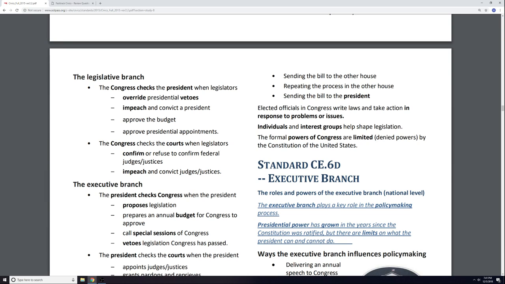The Congress checks the courts when they confirm a judge. So while the president can say, hey, I like this guy, we're going to make him a judge, or her a judge, Congress still has to say, okay, we're good with that. They basically have to say, yes, this person deserves it. And if a judge starts doing things that maybe aren't all the way right, and they're starting to be shady, they can impeach them as well and remove them from the Supreme Court.